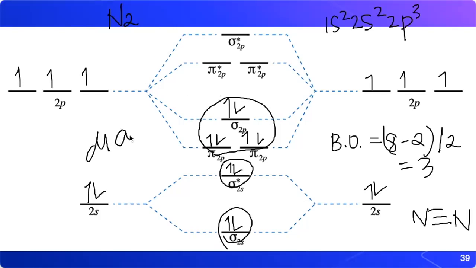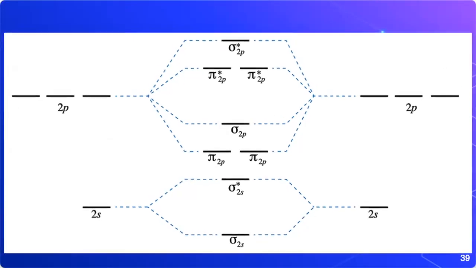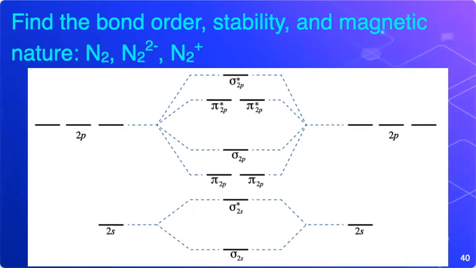If we're going to look at the individual atom, masasabi natin na siya ay para kasi meron siyang unpaired electrons. But using the molecular orbital diagram, we see that there are no unpaired electrons. So therefore, the nitrogen molecule is a diamagnetic substance. Next, let us now compare the bond order, stability, and magnetic nature of N2, N2 negative, and N2 positive.